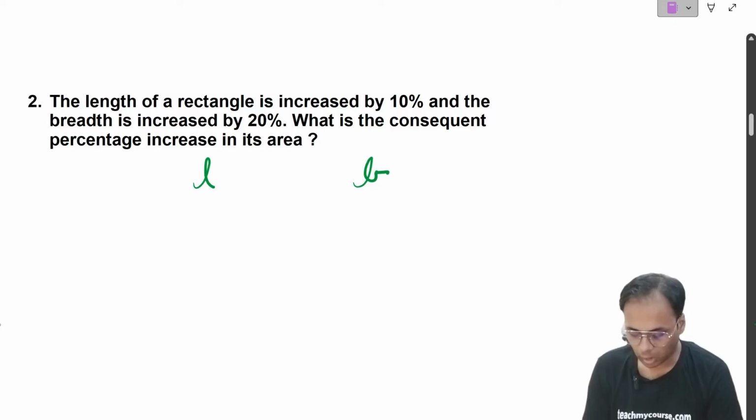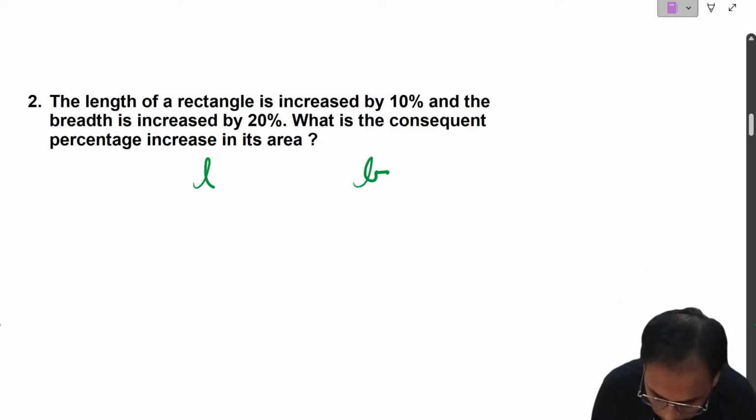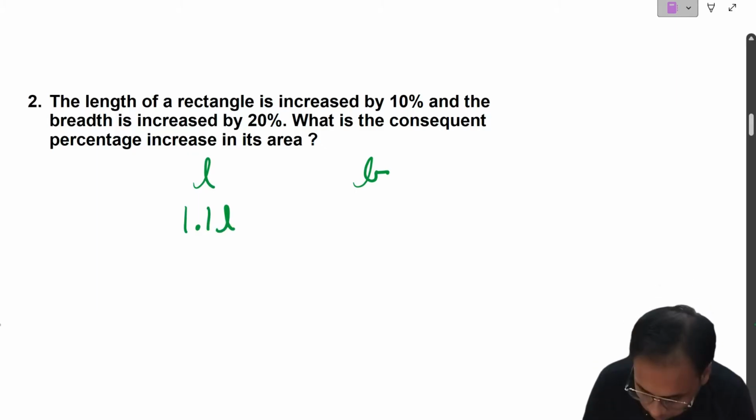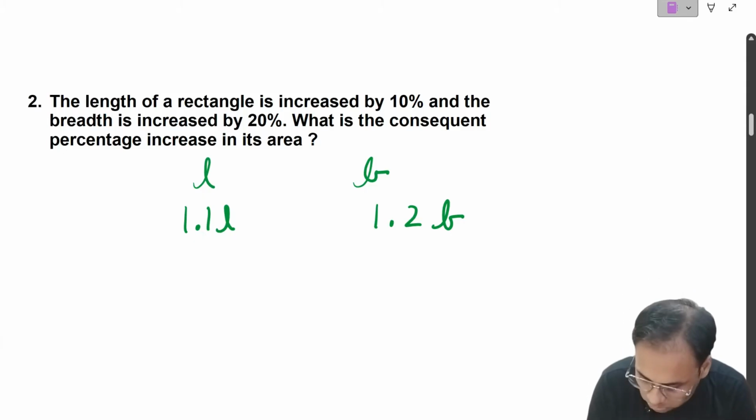Now the length is increased by 10%, so it becomes 1.1 L. And if the breadth is increased by 20%, it becomes 1.2 B. This is the new length and breadth. Then it is asking what is the consequent percentage increase in its area. So the original area was what?